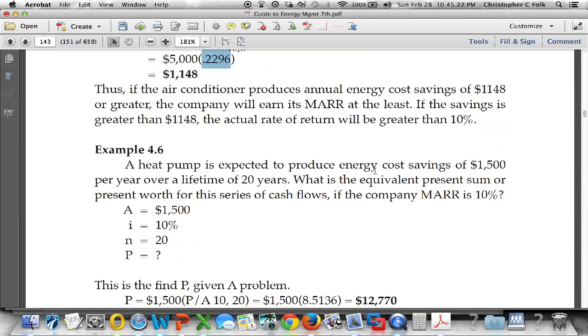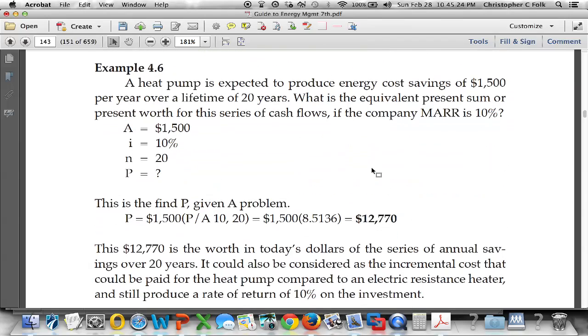That's just fine. All right, let's just go through the rest of these then. In this case, we have a heat pump. It's supposed to give us cost savings of $1,500 a year for 20 years. So we want to know what's the equivalent amount of money worth today, right? What's today's value worth if I know that I'm going to be getting $1,500 a year for 20 years at 10%? So again, find P given A.